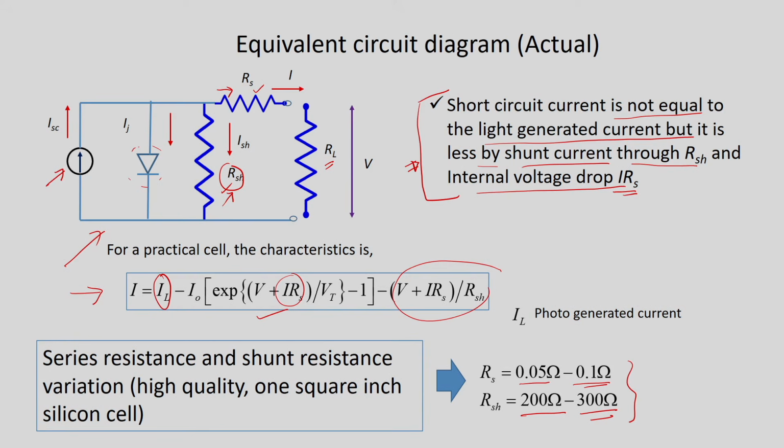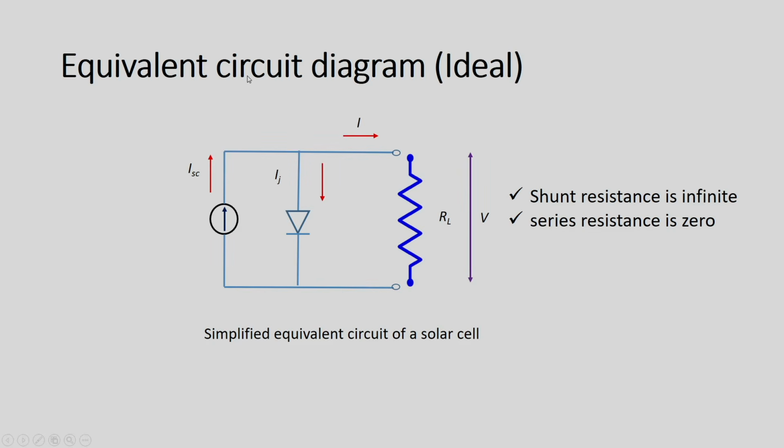So, let us see what happens in the case of the ideal equivalent circuit diagram. We can omit these two components, shunt resistance and series resistance. Our considerations are that shunt resistance is infinite and series resistance is 0. So, here we only have the current source, then we have Ij, the junction current, and I is the current flowing through this load resistance having a voltage drop of V. Now, our intention is to calculate this P max.